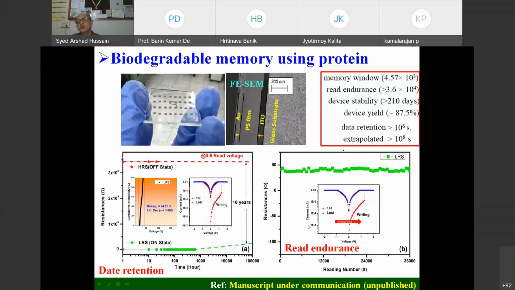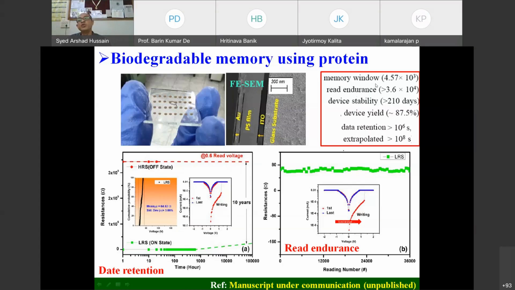That is, once we change the state of the device from high resistance to low resistance, then we go on reading with some intervals of the order of, say, a fraction of seconds, and we can see that almost, say, 36,000 times we can read the stored information.